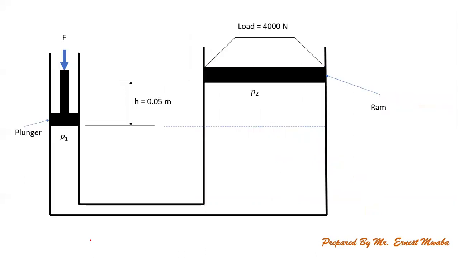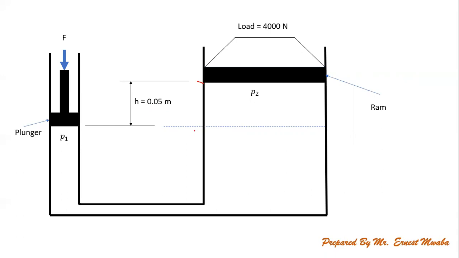Now, this is the scenario we're talking about. The ram is at that height. The plunger is below. So we're saying the ram is above, meaning the ram is on top. The plunger is below. By how much? The ram has been raised up by 50 millimeters. You convert 50 millimeters, you have 0.05. That's the one we've put there.